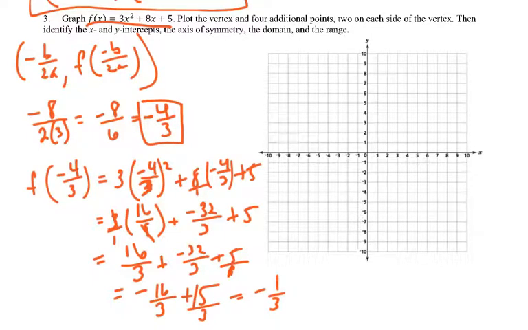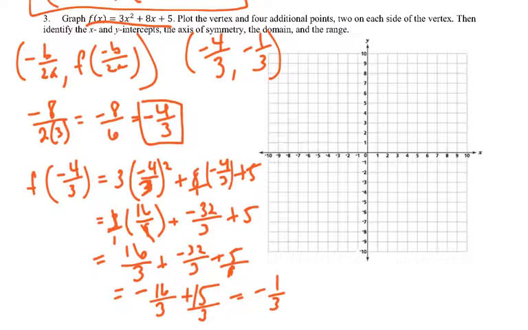So all this work, the only thing we just did is we found our vertex. So our vertex is negative 4/3, negative 1/3. These numbers are okay. I don't want you to freak out because it's a fraction. A fraction is just a number. So it's less fun to deal with, but it's still just a number.